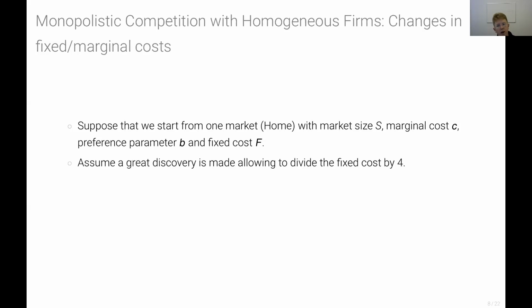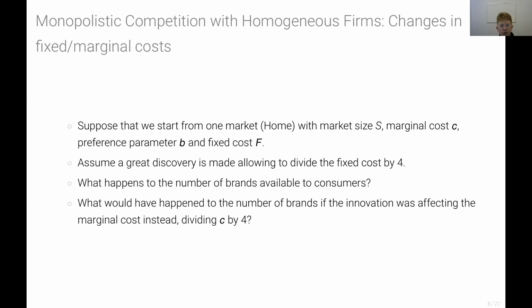Okay, and so now what we're going to assume is that some great discovery is made, allowing us to divide the fixed cost by 4. What we're going to ask is what happens to the number of brands available to consumers. And we're also going to think about what is going to happen to the number of brands if instead the innovation doesn't affect the fixed cost, it affects the marginal cost. Instead, it's going to divide C by 4.